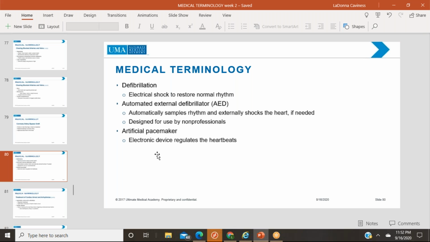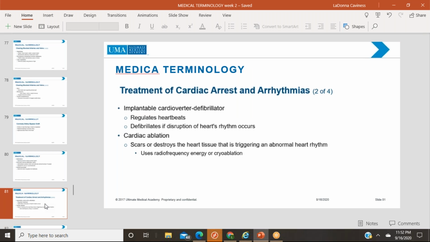Artificial pacemaker, electronic device that regulates the heartbeat. Treatment of cardiac arrest and arrhythmias. Implantable cardiodefibrillator regulates heartbeats, defibrillates if disruption of the heart rhythm occurs. Cardiac ablation scars or destroys the heart tissue that is triggering an abnormal heartbeat. It uses radio frequency energy or cryoablation.